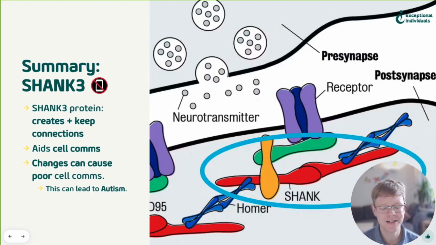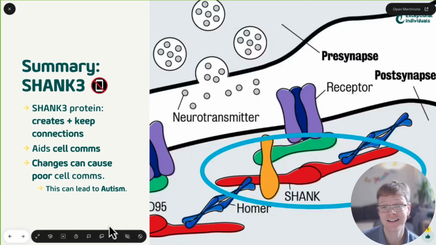Okay, to summarize, because I appreciate this is quite a lot to take in if you've never done any neuroscience before. To summarize SHANK3: it's not like SHANK3 is the new and improved SHANK2. They are just different. SHANK3 proteins create and keep connections. So rather than seeing it like a rigid bit of scaffolding that gets rusted over time, it is scaffolding that is always being replaced, always making sure that it is up to code and making sure everything is working swimmingly. It aids in cell communication. A good shank equals good communication. Changes can cause poor communication, and this can lead to autism.